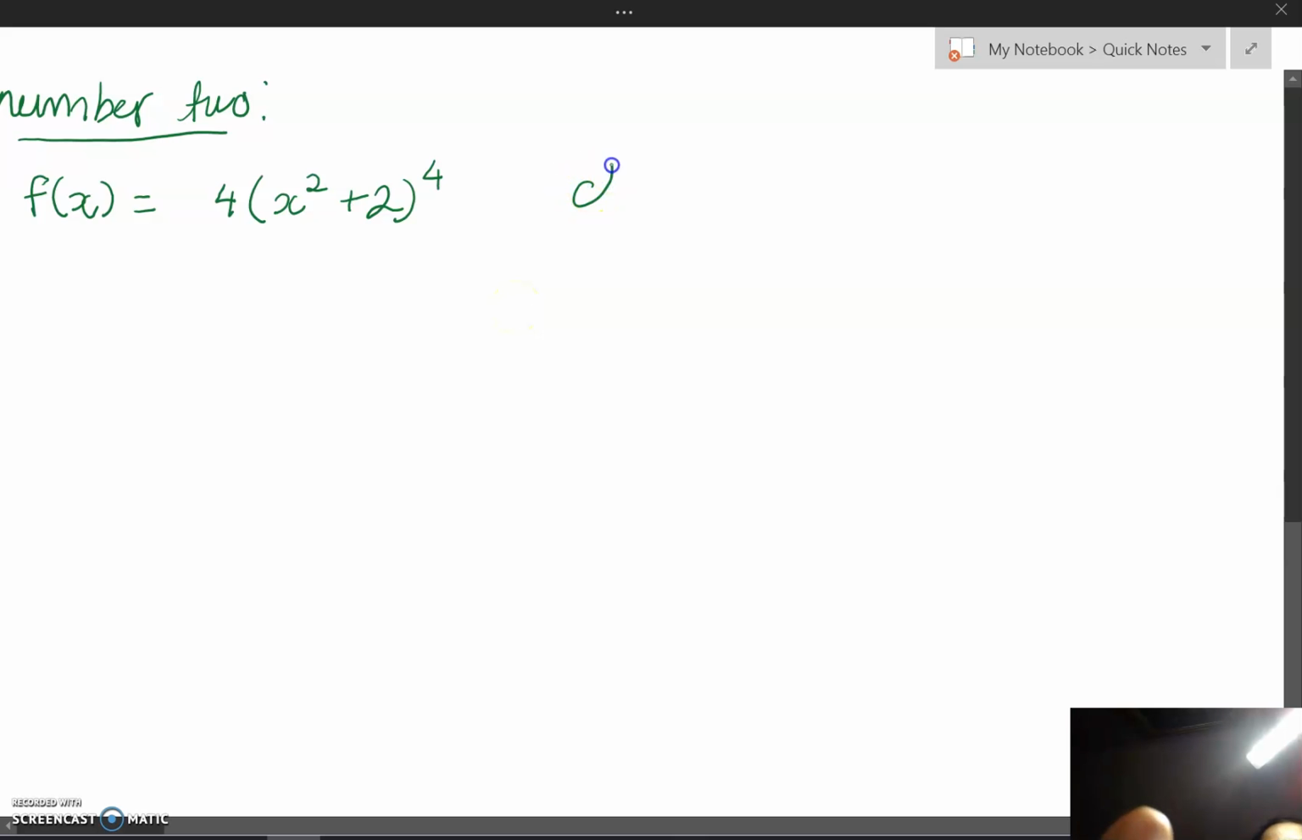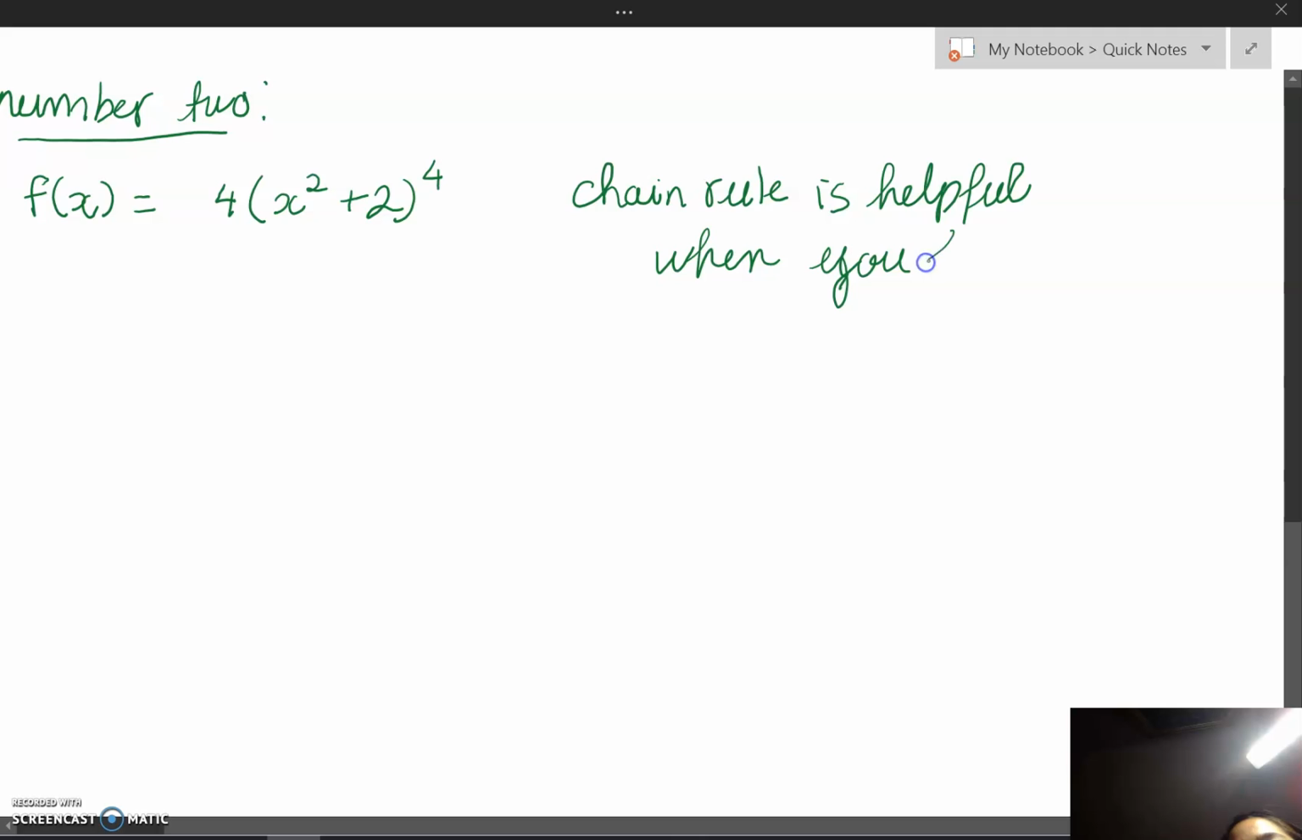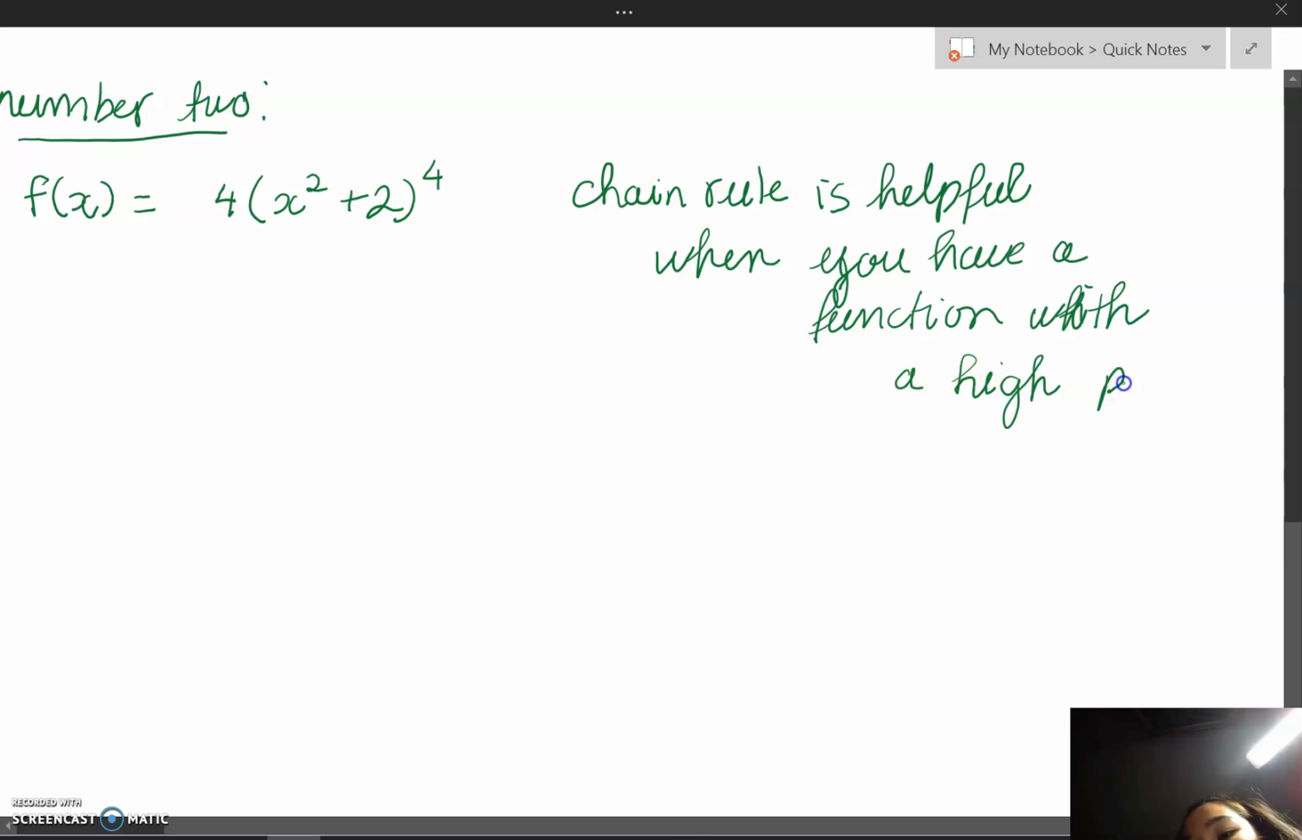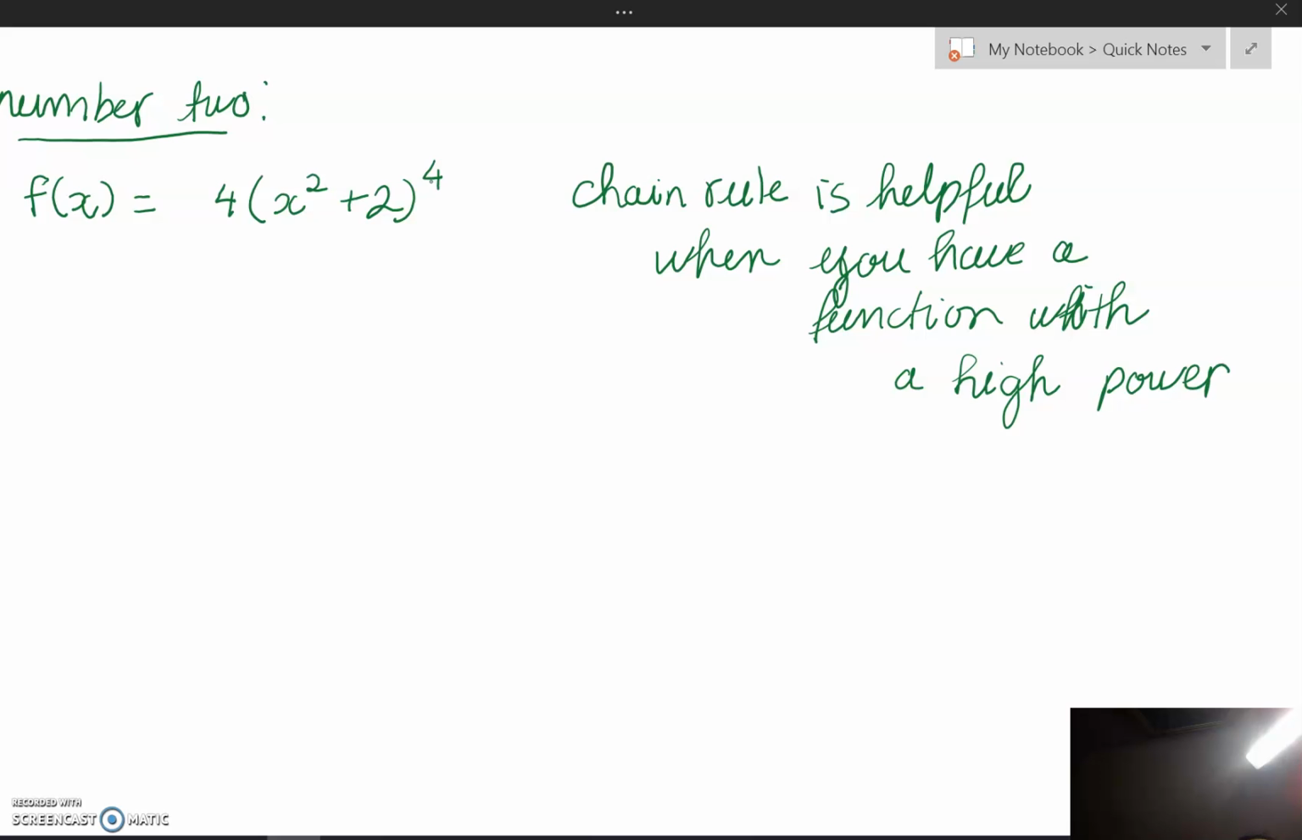So let me make a note. Chain rule is helpful when you have a function with a high power. So the power in this case is 4, and that is really time consuming and complicated to solve by hand, so that's why we're going to use chain rule.